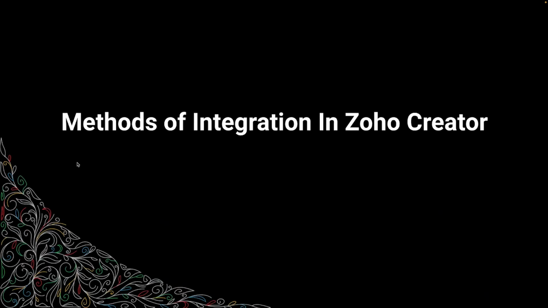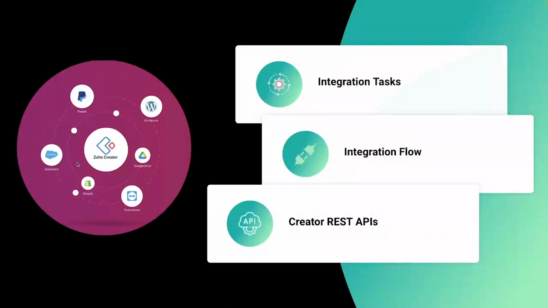Having said that, now let's look into the methods of integration. Zoho Creator supports 3 different methods of integration. One is the integration task. Secondly, using integration flow, you can make an integration to any third-party services or Zoho services. And then using RESTful APIs, you can also do the integration. So now let's look into each of the integration types one by one.